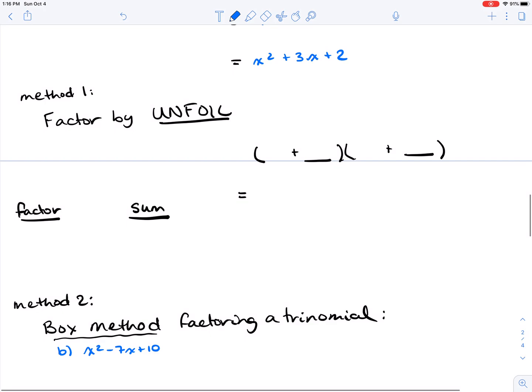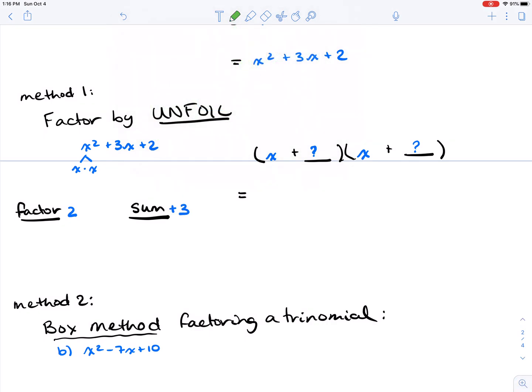So when I'm looking at x squared plus 3x plus 2, I'm going to factor by unfoiling. I know that the only way to get x squared is x times x. So that I'm going to put as my first term in each of the brackets. Now I need to find out what are the coefficients. So I need to factor 2 that sums up to positive 3.